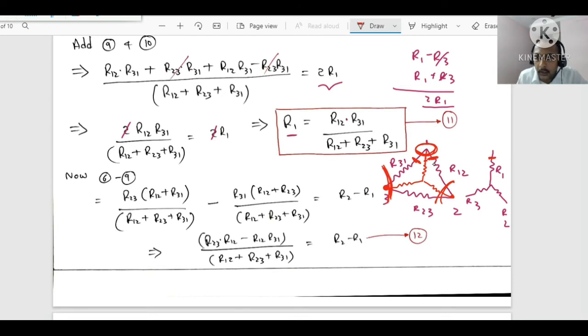Simple. If you want R1, you see here at which point, at that point two resistors are joined, no? You multiply those two values. At the first node, which two are joined? R12 into R31. If you want R2, very simple. At the second node, which two resistors are joined together? R12, R23. At the third node, which two resistors are joined? R31 and R23. You multiply those two, divided by, the denominator is the same.